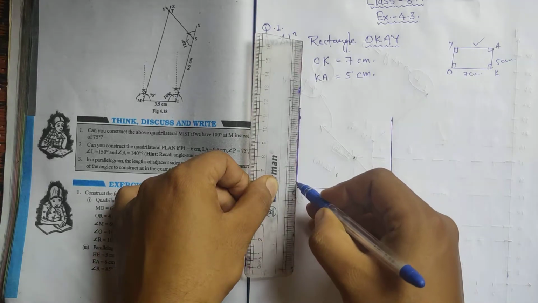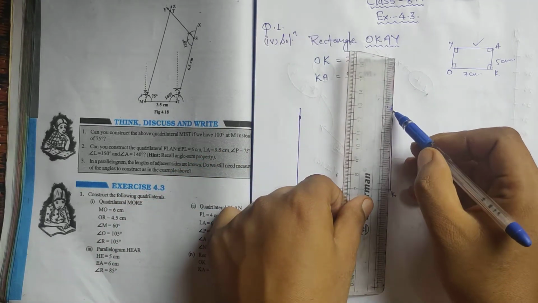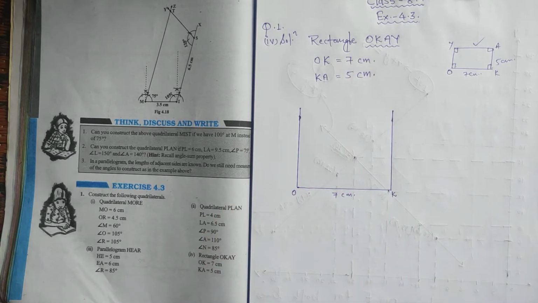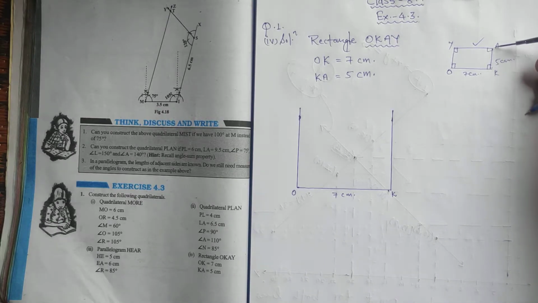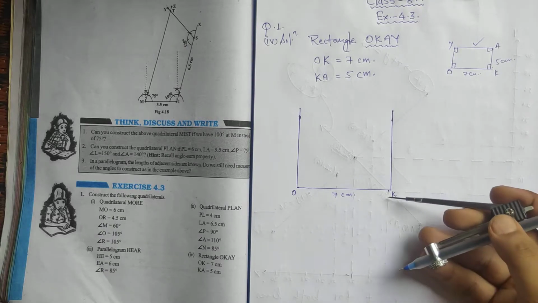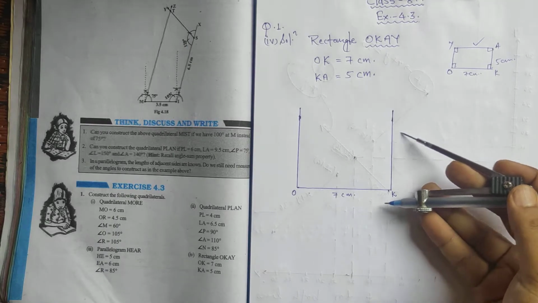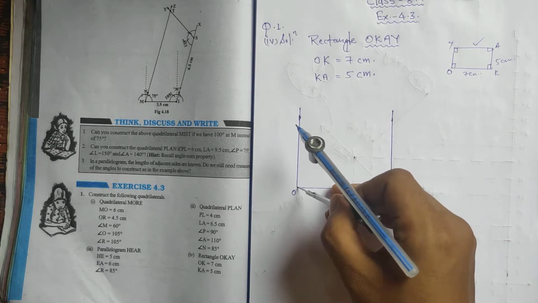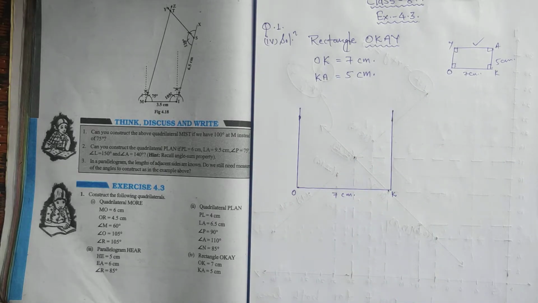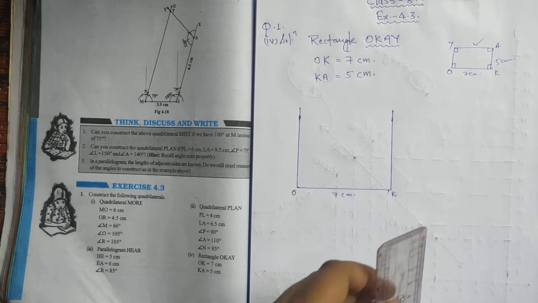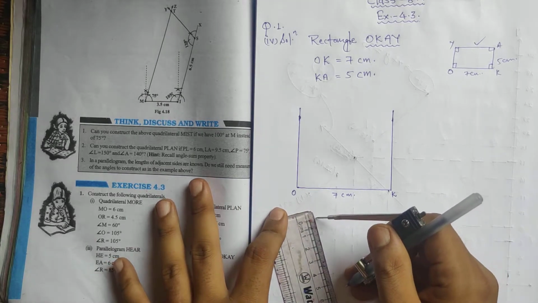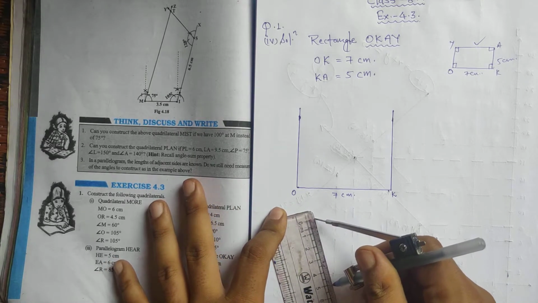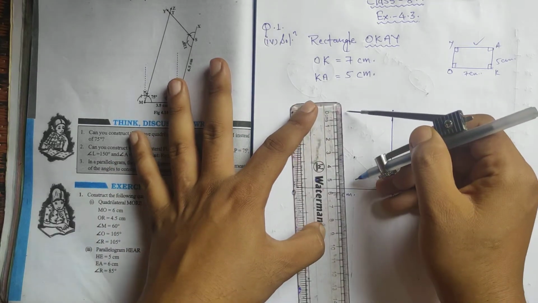Okay, take a larger line because we have to make an arc of 5 centimeter for KA. Now 5 centimeter is the length of KA, and KA is the upside of K in this line. We know that if this side is 5 centimeter, then this one is also 5 centimeter because opposite sides are equal in a rectangle. So take a measurement of 5 centimeter with the help of a scale and protractor. Is it visible to all?